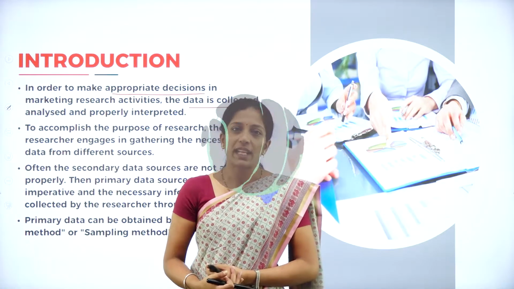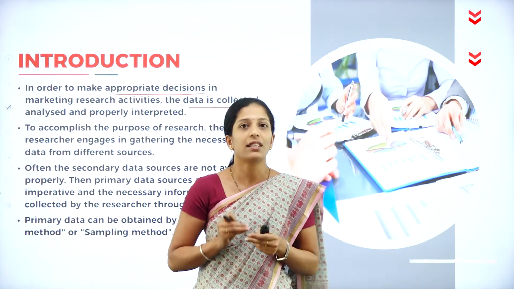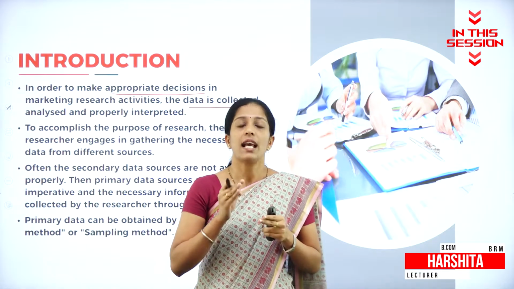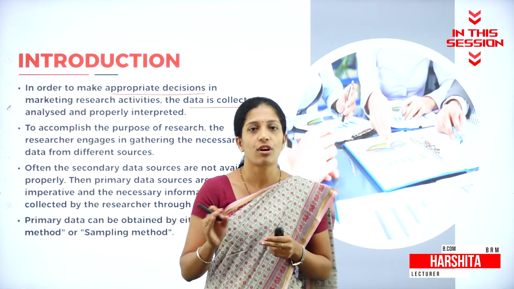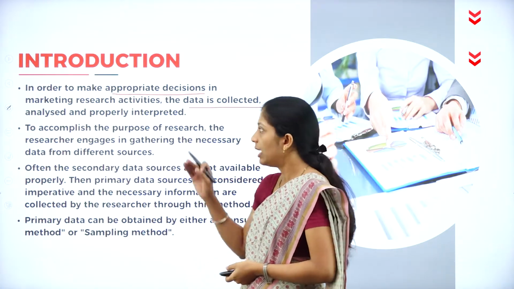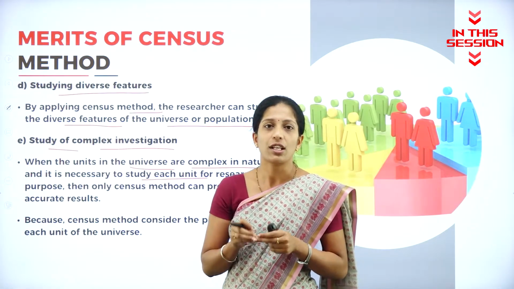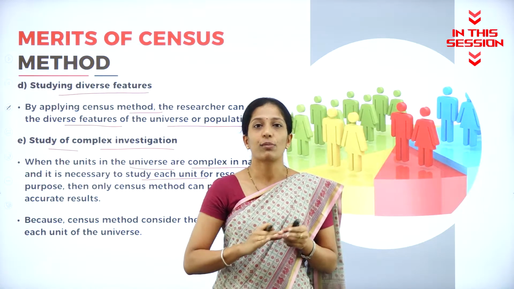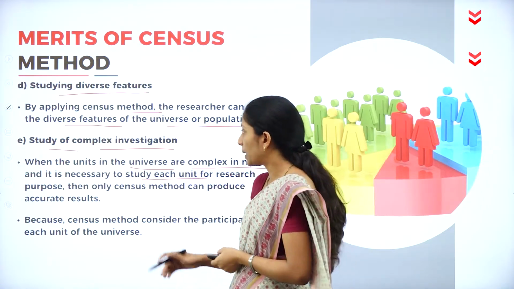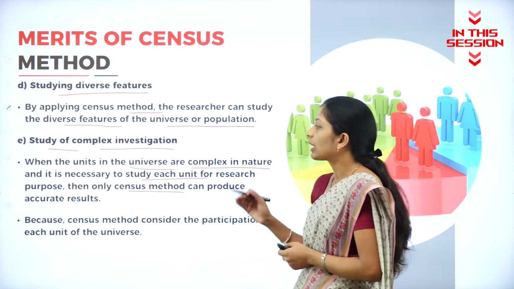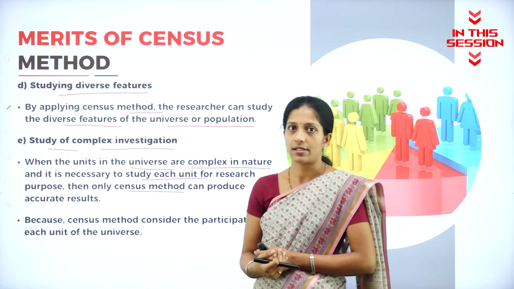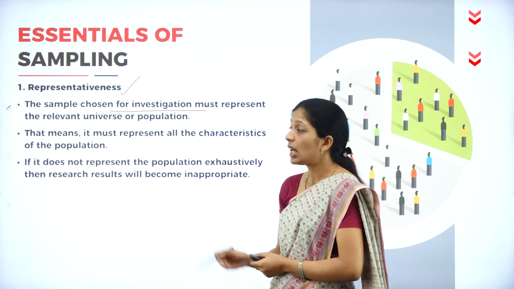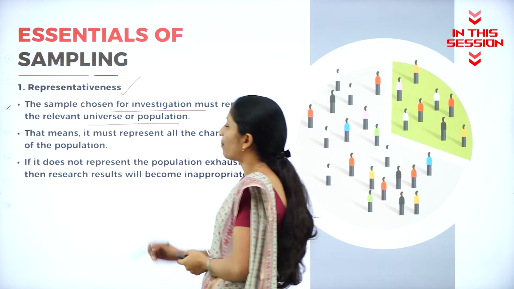So in order to make the appropriate decision, whatever data is collected by the researcher has to be properly collected, analyzed, and interpretation of data is very essential. In order to know the information, since under the census method they collect information from a large group of people, only the census method can produce accurate results. So the sample chosen for the investigation must represent the relevant universe or population.